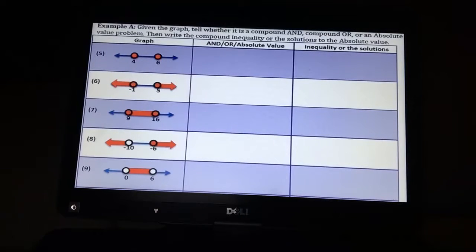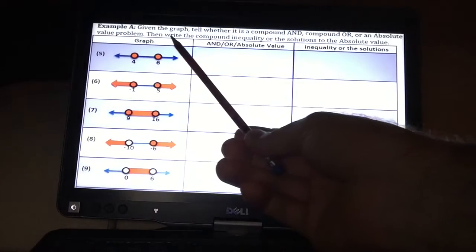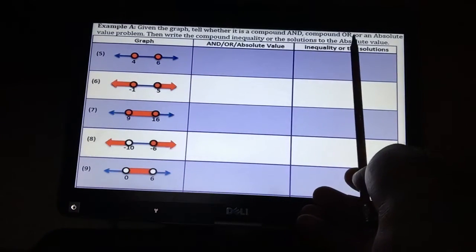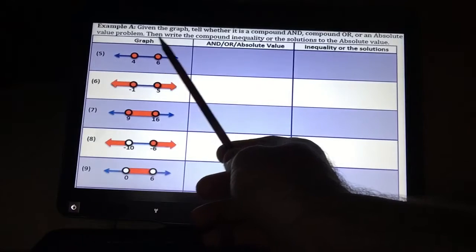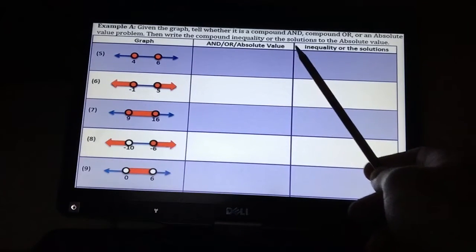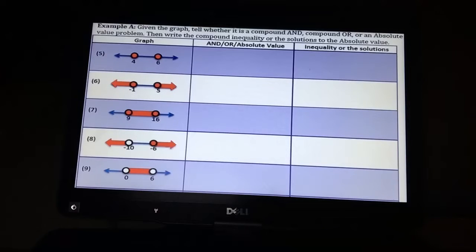All right, guys, here we go on the back side. It says, given the graph, tell whether it is a compound and, compound or, or if it's an absolute value problem. Then what you're going to do is write the compound inequality, or you're going to write the solutions of the absolute value. Now you should be able to just look at the graph and already know if it's an and, an or, or an absolute value. Now looking at number 5, I can tell that this is going to be an absolute value because there is no shading at all.